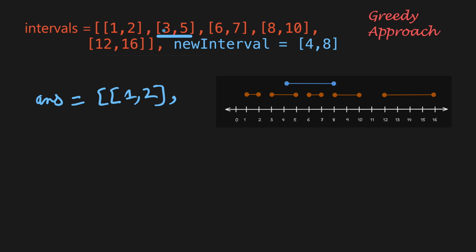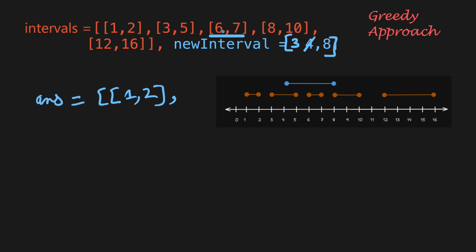So we begin the merge process, where we update the ends of the new interval. The start time of the new interval will be the minimum of the current start time 4 and this interval's start time 3, equal to 3, and the end time of the new interval will be the maximum of the end times 8 and 5, equal to 8. So our new interval is now from 3 to 8, but we don't add it to the result yet because it might need to merge with the next interval, which is 6, 7.